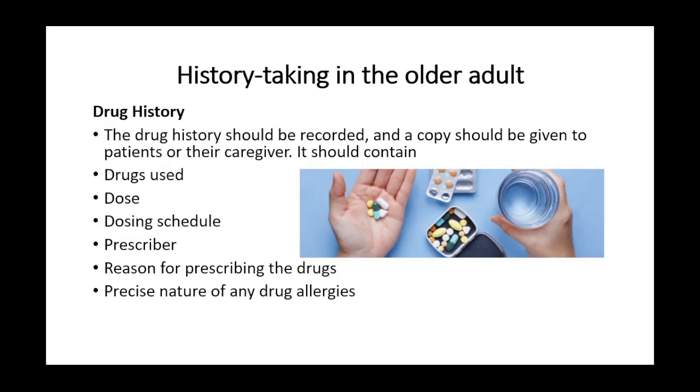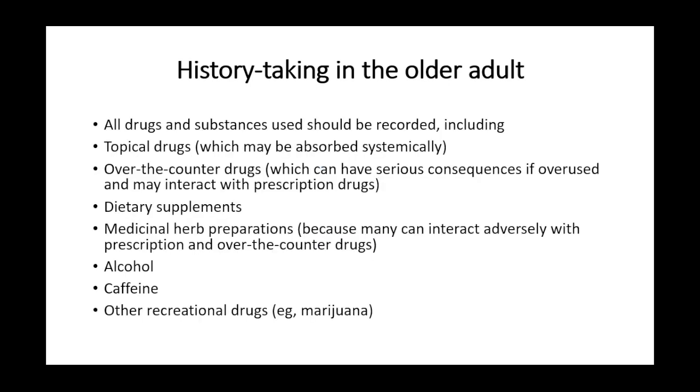Drug history. The drug history should be recorded and a copy should be given to the patient or their caregivers. It should contain drug use, dose, dosage schedule, prescriber, reason for prescribing the drugs, prescribed nature, and any drug allergies. All drugs and substances used should be recorded, including topical drugs, which may be absorbed systemically, over-the-counter drugs which can have serious consequences if overused and may interact with prescription drugs, dietary supplements, medical herb preparations because many can interact adversely with prescription and over-the-counter drugs, alcohol, caffeine, and other recreational drugs.